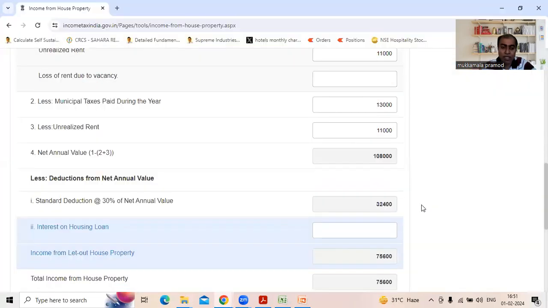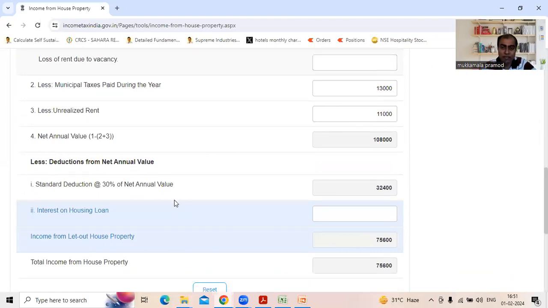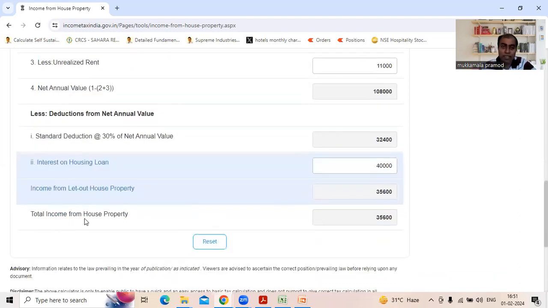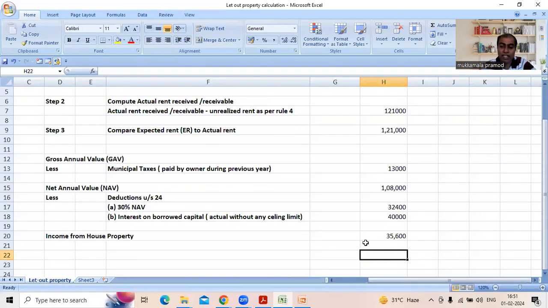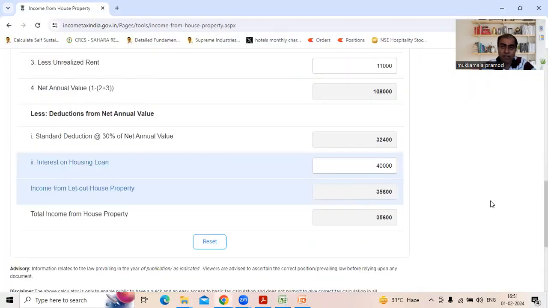And if you scroll down, the standard deduction of 30% of net annual value is also calculated. We need to just input the home loan interest, which is 40,000 in our example. So if you enter that, it will come to the total income from the house property, which is exactly the same as whatever we see in our calculation. So it's very simple, and feel free to use this calculator. And also I'll provide the link of that Excel in the description so that you can really play around with the values in case you're filing taxes on your own or you are filing taxes for somebody else.